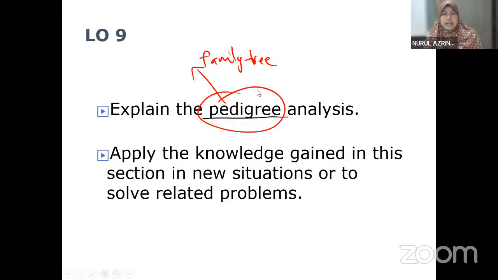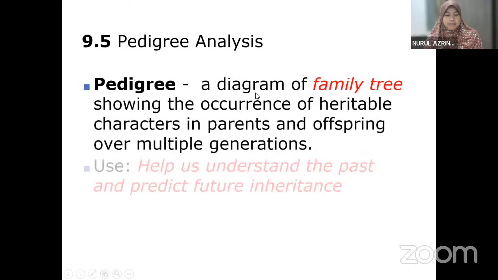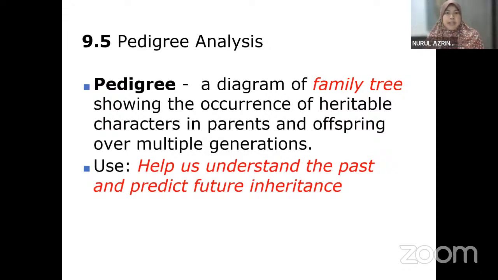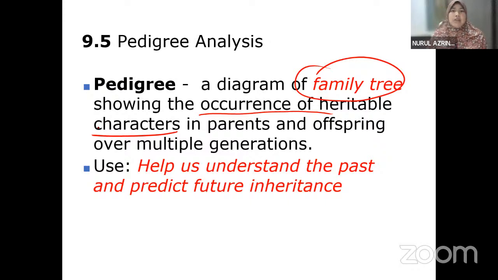Okay, alright. So kita akan belajar pedigree analysis. Okay, ini menarik tau. So belajar pasal kita punya keturunan. Okay, what is pedigree? So pedigree is a diagram of family tree that showing the occurrence of heritable characters. Okay, yang menunjukkan kehadiran ataupun kemunculan sifat-sifat yang boleh diperturunkan. Okay, untuk menunjukkan occurrence, berapa banyak kali ke ataupun kehadiran ataupun macam mana kewujudan traits ni from the parents to the offspring over multiple generation. So the purpose is to help us understand the past and to predict the future inheritance. So bila kita belajar family tree, kita boleh learn pasal what we can expect in future by learning from the past. Okay, right.